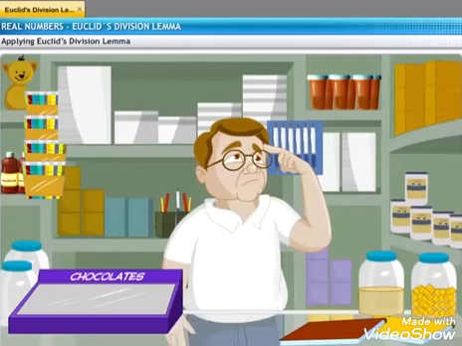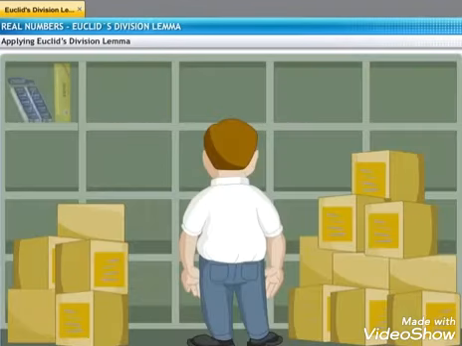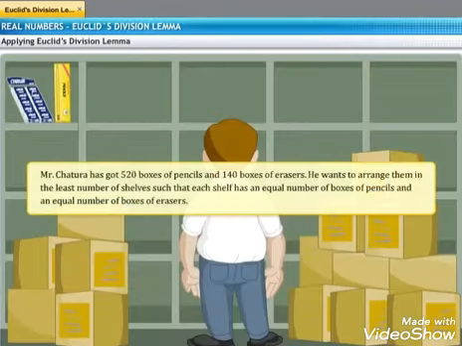Mr. Chatura has got a fresh stock of pencils and erasers. He is making space to arrange them on the shelves. Mr. Chatura has got 520 boxes of pencils and 140 boxes of erasers. He wants to arrange them in the least number of shelves, such that each shelf has an equal number of boxes of pencils and an equal number of boxes of erasers.